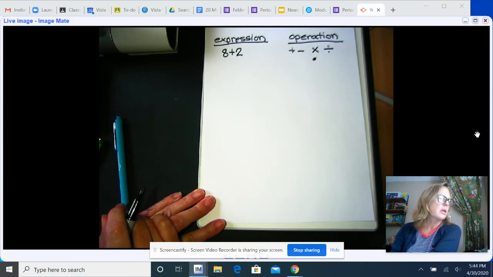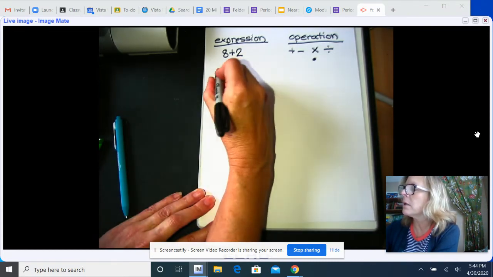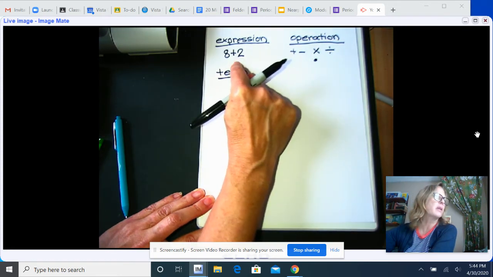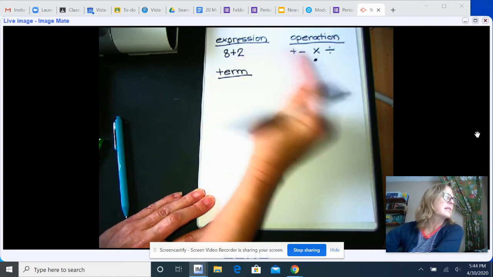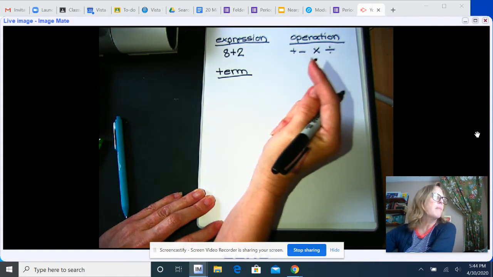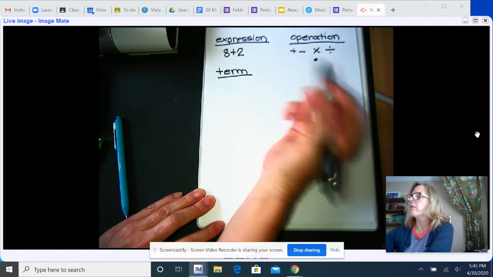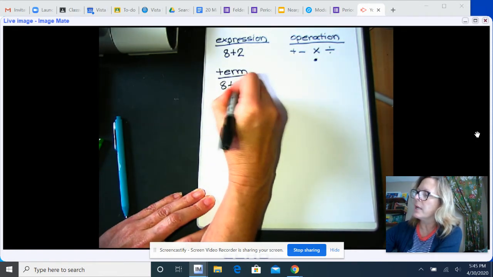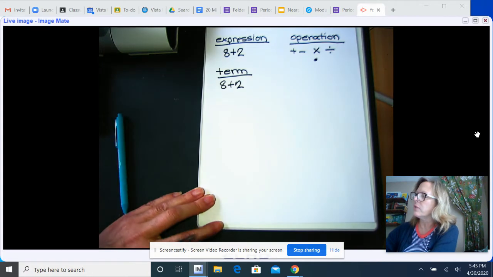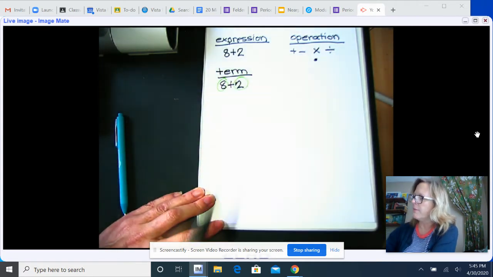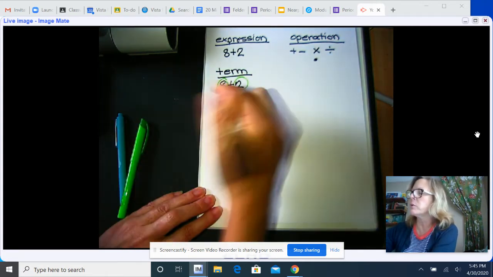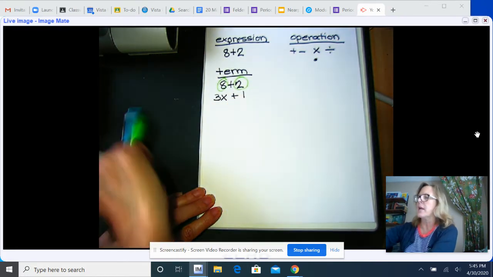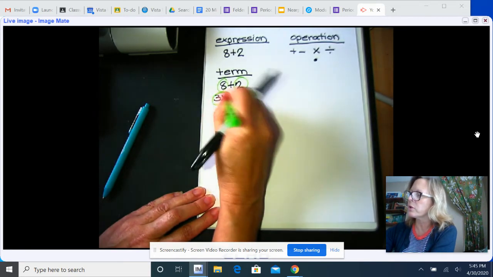The next word is term. There are two terms in this expression. What it is is a single number or numbers and variables multiplied together in an expression. So in this case, I did 8 plus 2. Each of these is a term. And if I have an algebraic expression, which we'll cover later, this is what an algebraic expression looks like, and both of these are also terms.